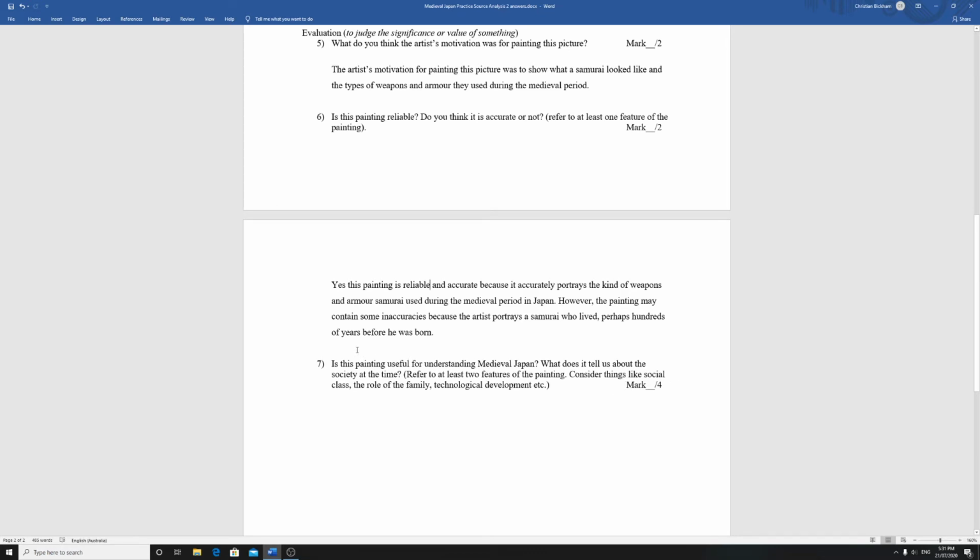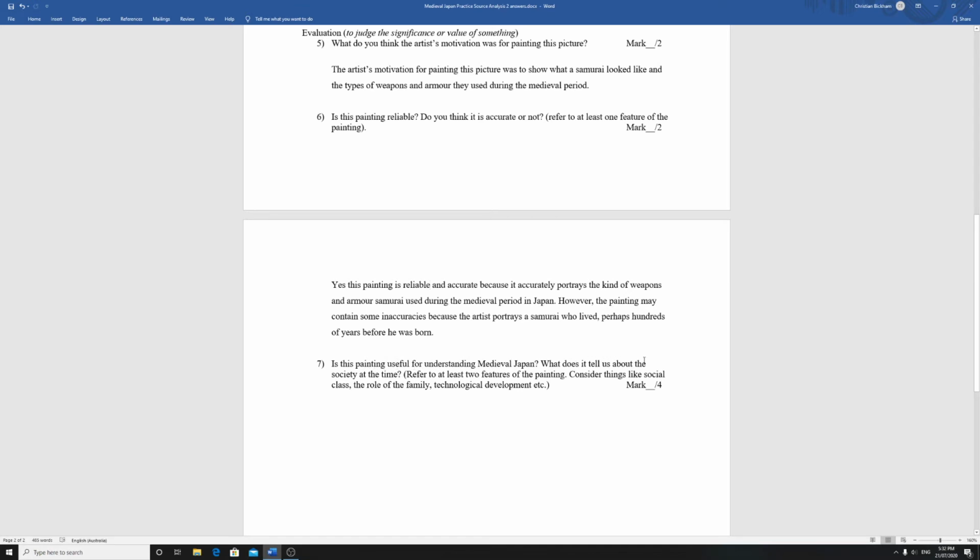I can argue that the painting is not useful for understanding medieval Japan, but I have to give reasons for that. So if I was going to argue that, I could say it is not useful because the way the sword is depicted is inaccurate, or there were no such things as samurai in medieval Japan, or they didn't wear armour like that, or something like that. I have to have reasons to support my viewpoint, my contention. But because I know this painting is pretty accurate, I'm going to argue that it is useful for understanding medieval Japan. And then that's the first part of the question.